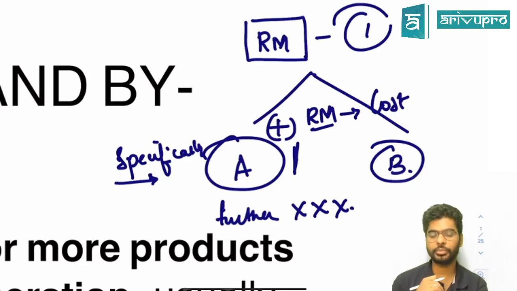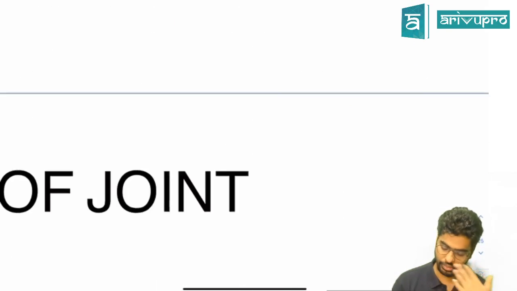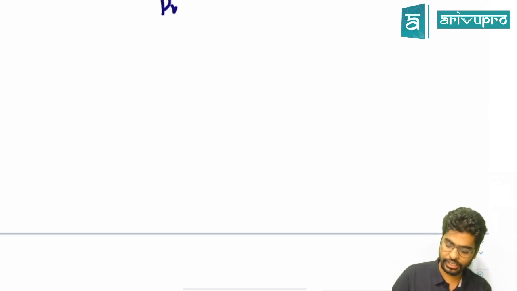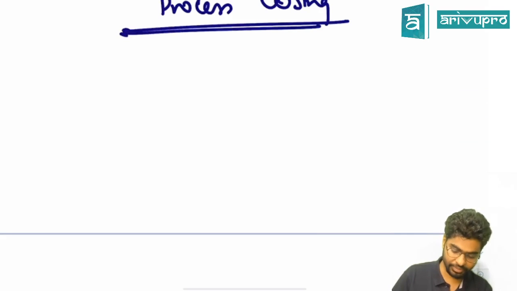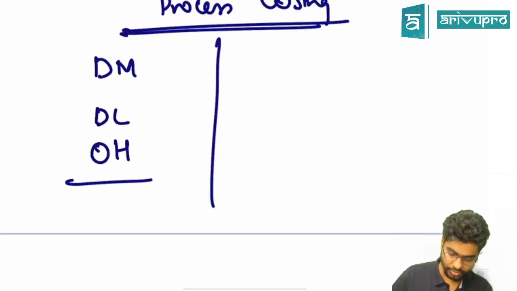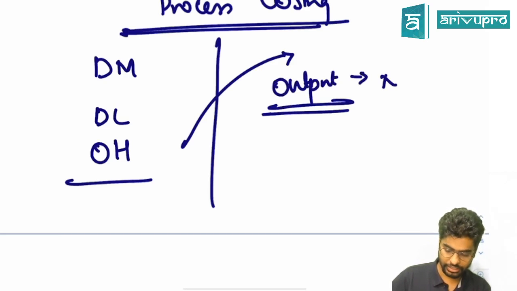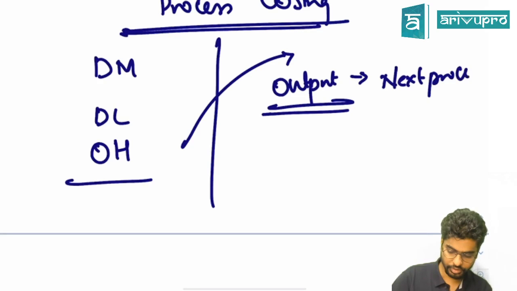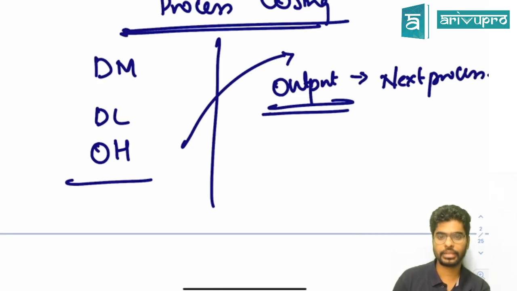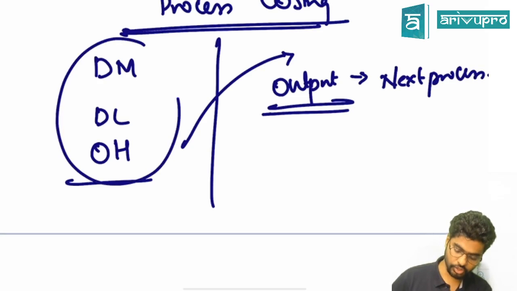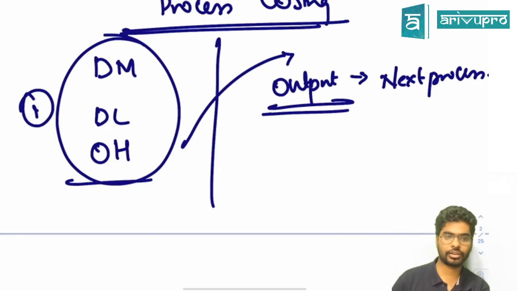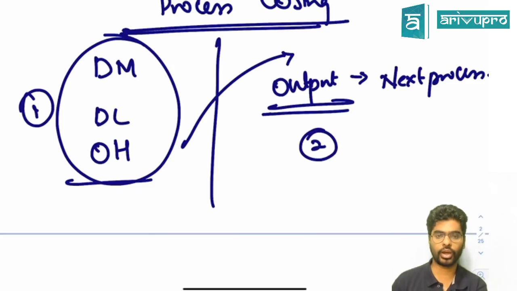Now, how does it work? Let's try understanding process costing. In process costing, what was happening? There was direct material, direct labor, and other overheads, which was becoming output for the next process. Correct? Till now my process costing had one input and one output.